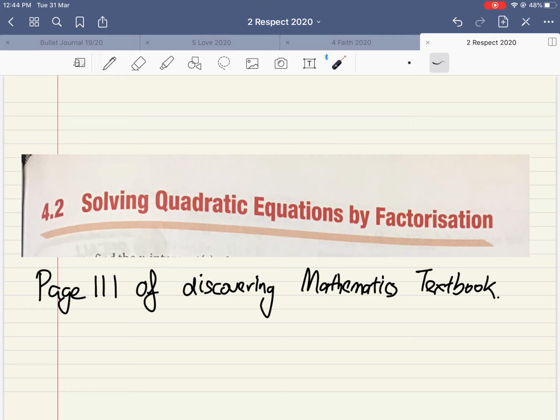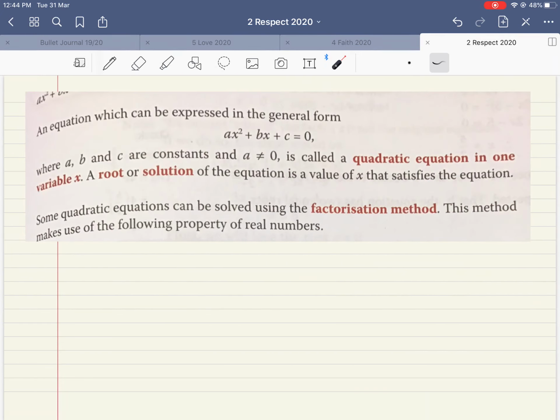Today, we're going to do chapter 4.2, Solving Quadratic Equations by Factorization. This can be found on page 111 of your Discovering Mathematics textbook 2A. In general, a quadratic equation can be expressed in the general form ax squared plus bx plus c equals 0, where a, b, and c are constants. This is called a quadratic equation.